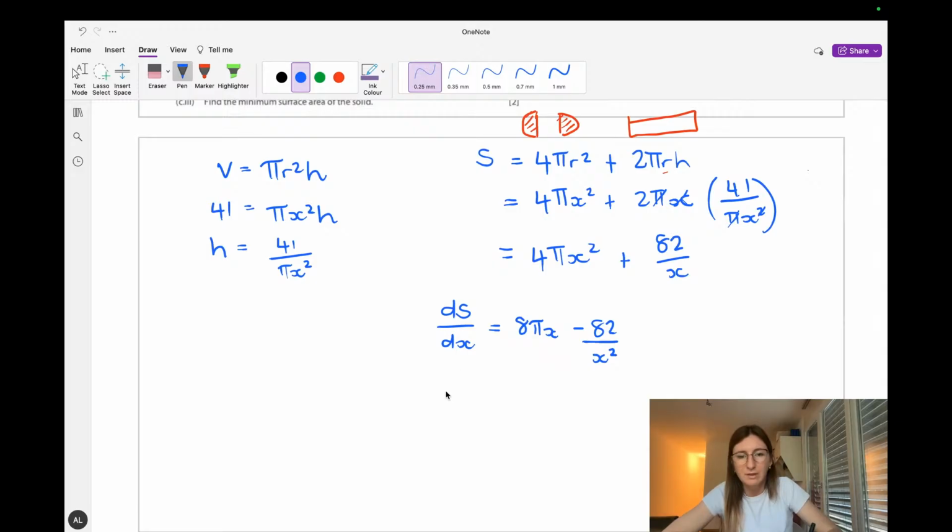So I'm going to set this equal to 0. And instead of x, I'm going to write a because now they've called it a. Doesn't really change anything. Now I've got to solve. So let's put 8 pi a equals 82 over a squared.